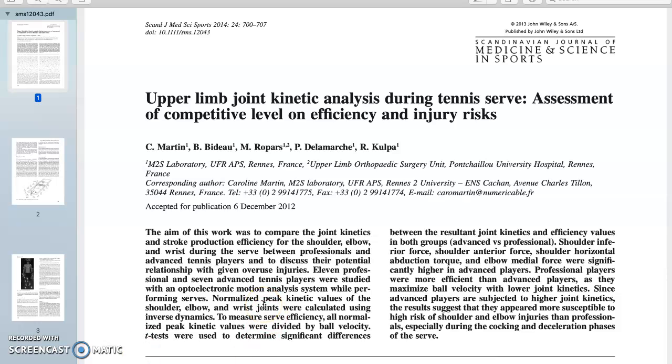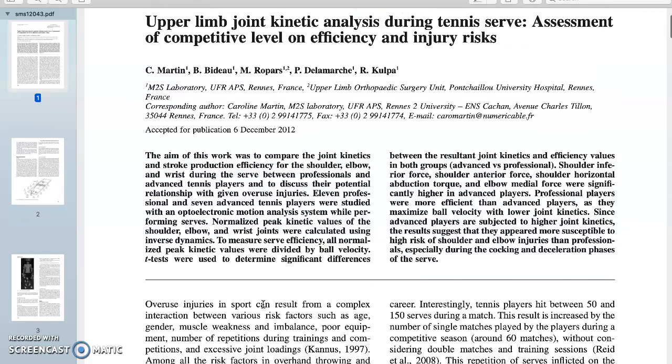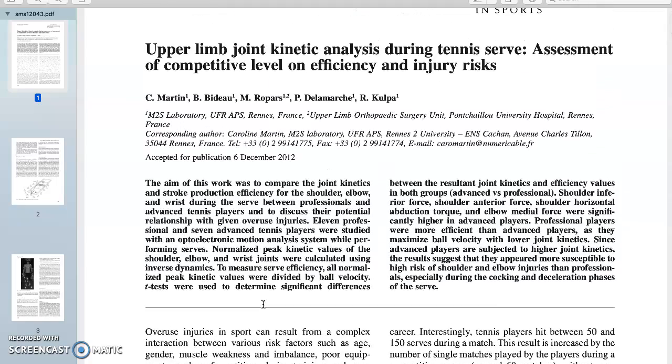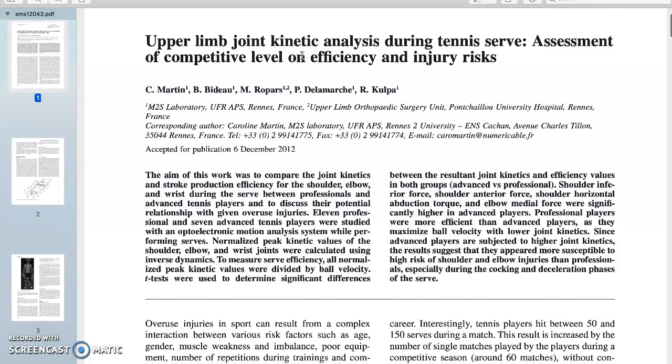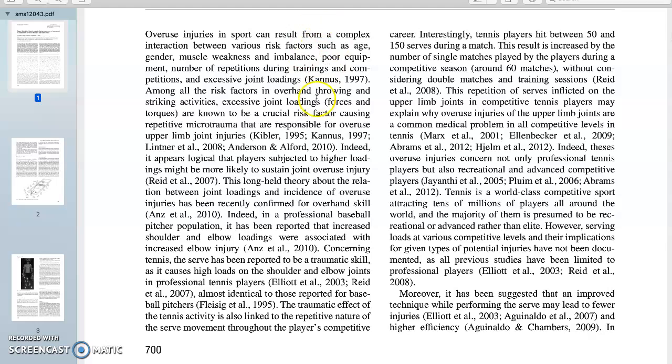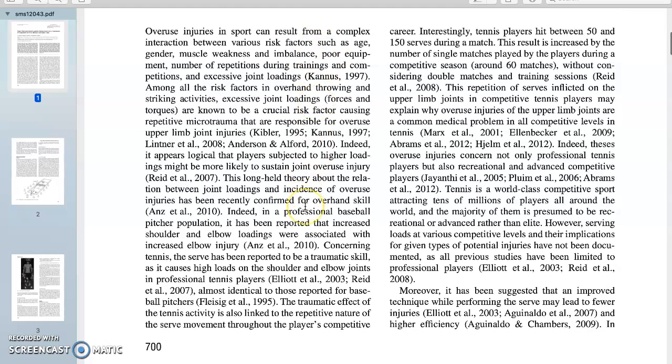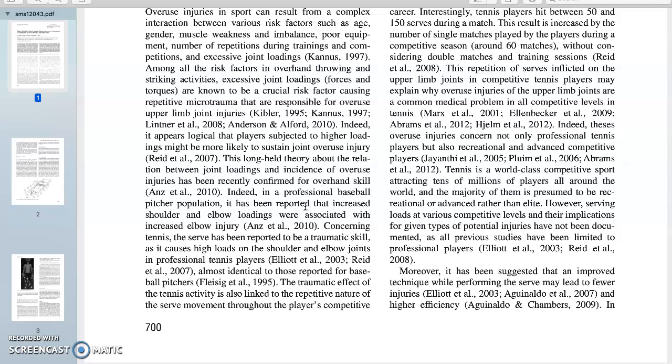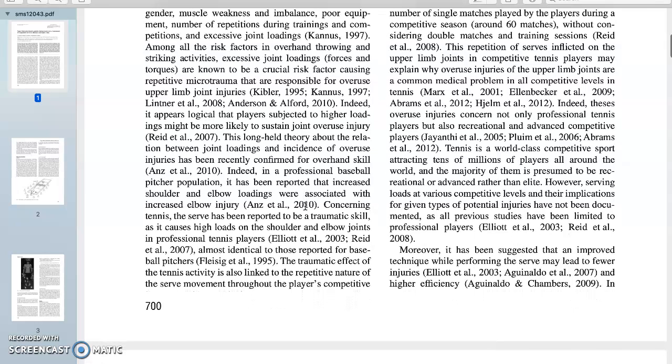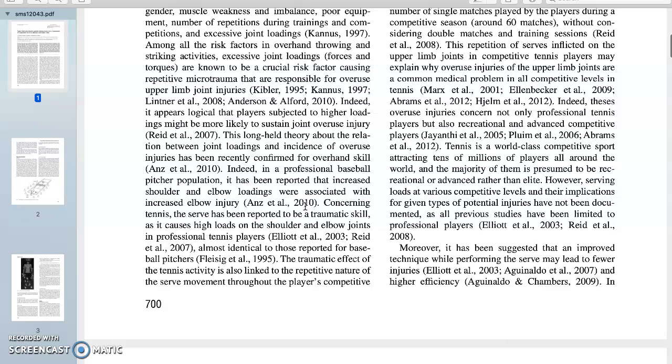So it's quite an old paper, six years old. The key things that we look at are the assessment of competitive level on efficiency and injury risks. These guys are looking at a kinetic analysis of the upper limb. The upper limb is your shoulder, your elbow, your forearm, the key attributes that you would involve in tennis. For the review of literature, we're not going to look at it. I presume it's varied in terms of the risk factors that impact a tennis serve.